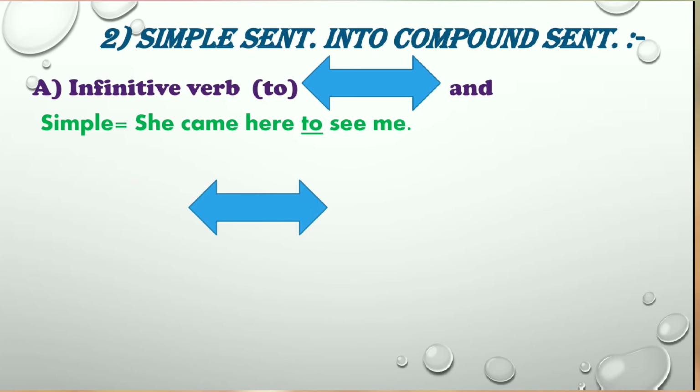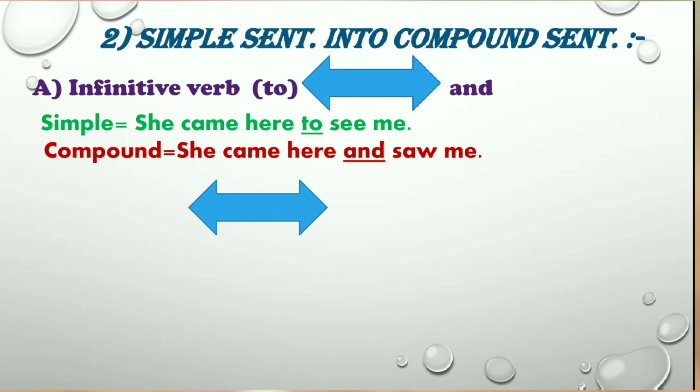Let's see the example. In the simple sentence, she came here to see me. Now to see is an infinitive form of a verb. So you can remove it and use and. In the compound sentence: she came here and saw me. Again you can join the sentence with and, the connector.